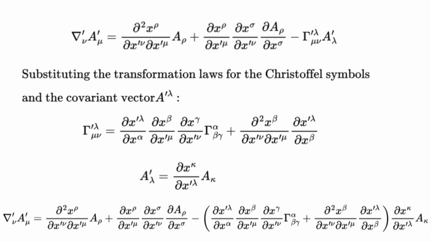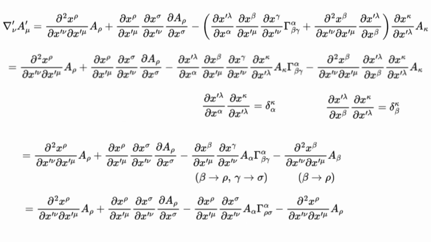Substituting the transformation laws for the Christoffel symbols and the covariant vector A prime lambda. Feel free to pause and follow the calculation at your own pace. We expand and simplify, applying the Kronecker delta and relabeling dummy indices.